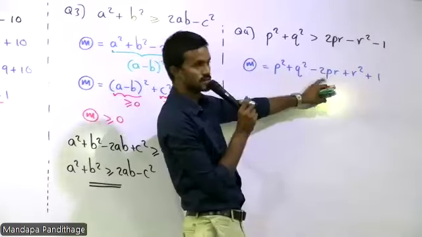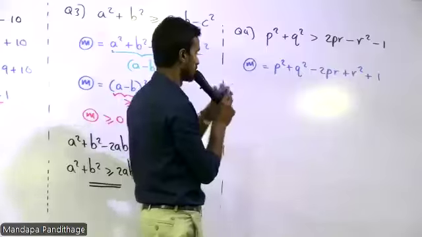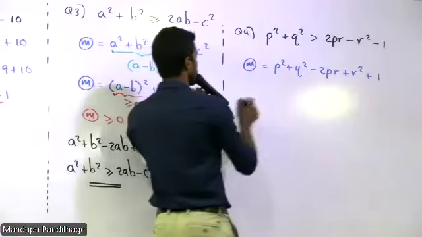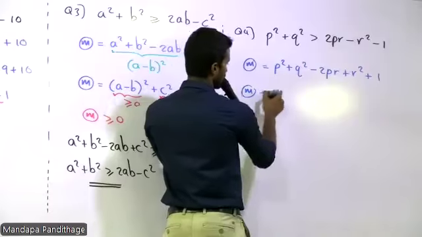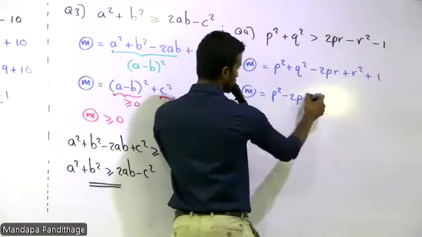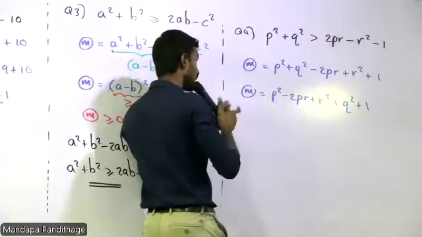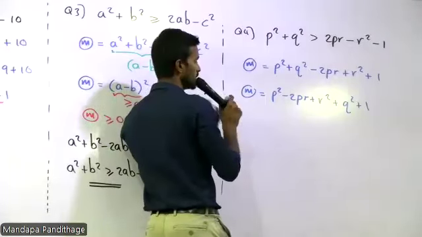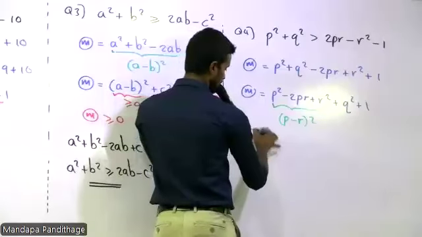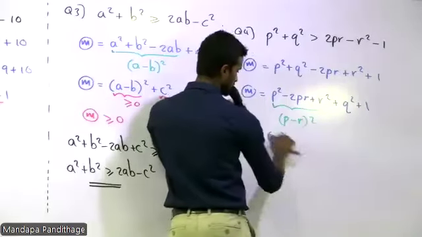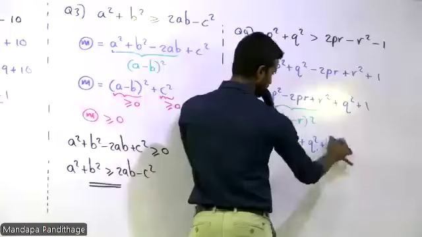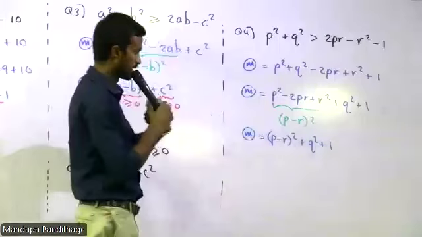Then you can see a connection: P squared minus 2PR and R squared. And then you can write P squared minus 2PR plus R squared, Q squared plus 1. Those two are okay. So this is the term that was restricting you. So you can write it as P minus R squared. Now you have come to a stage where M is equal to P minus R squared plus Q squared plus 1. Okay, now what can you say?